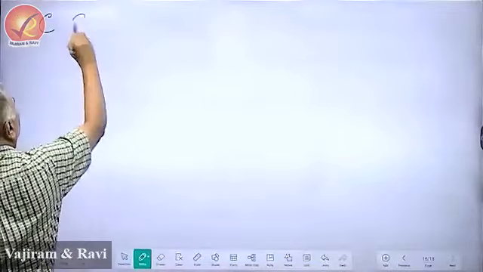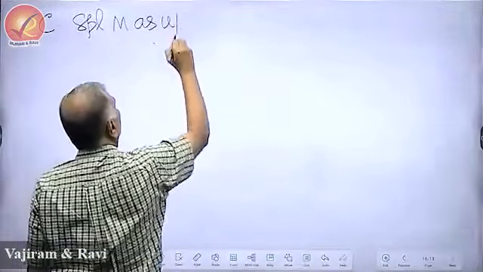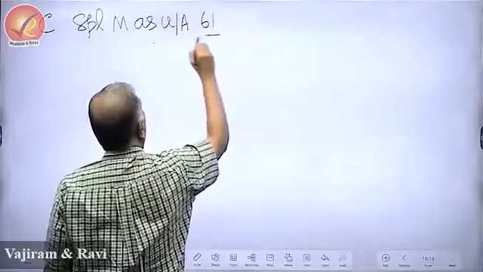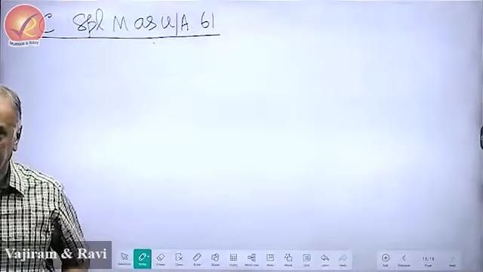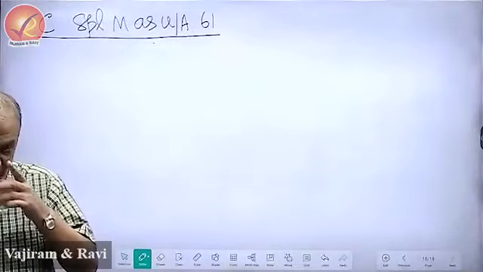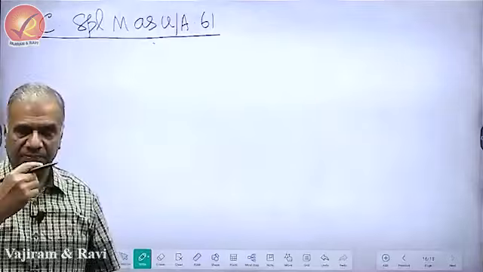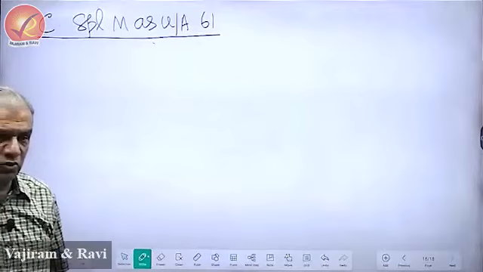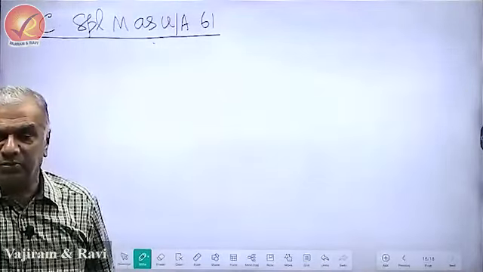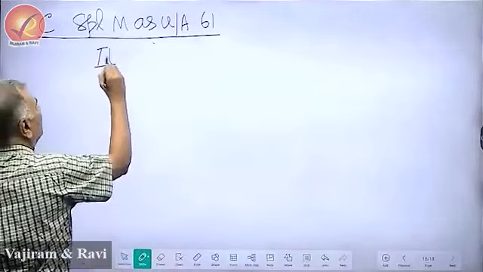Right, the last one, special majority as under Article 61. So this must have been discussed already. Article 61, you know that it provides for the impeachment of the president. So what it means?